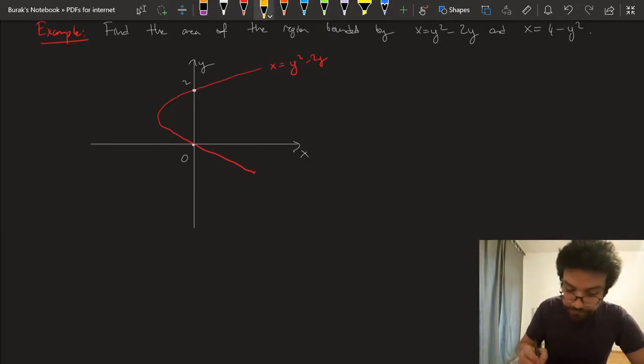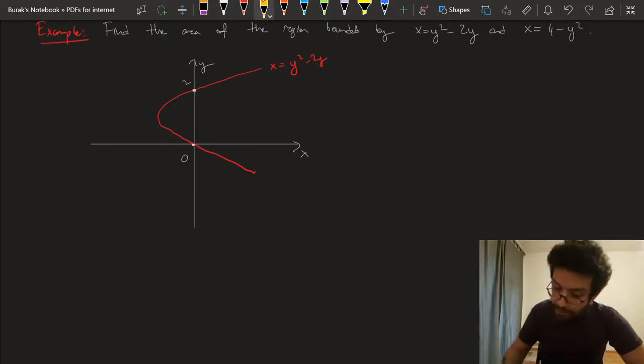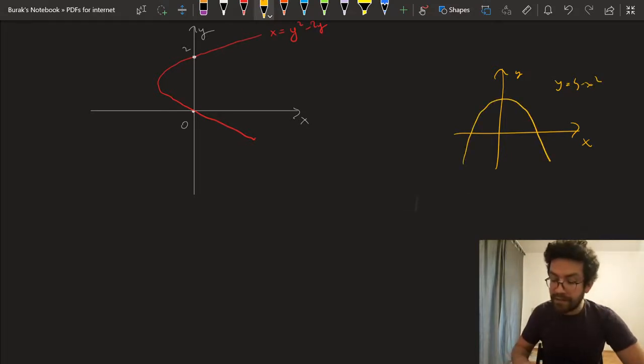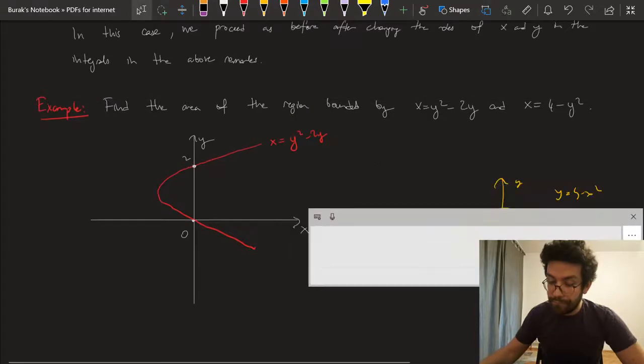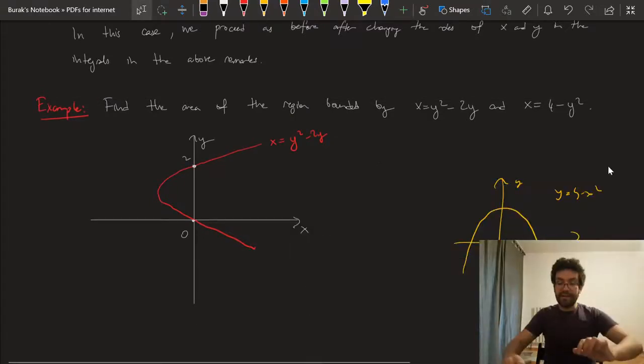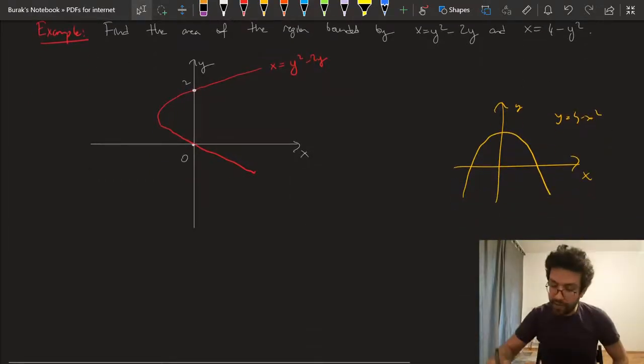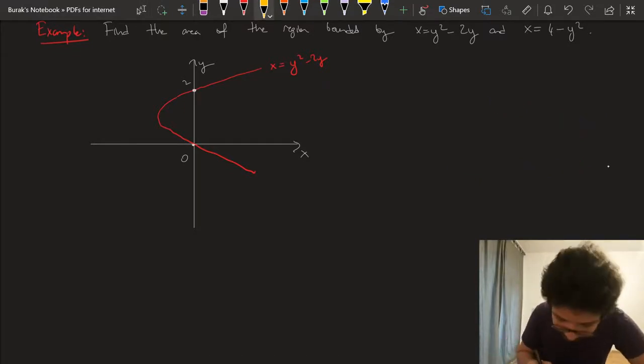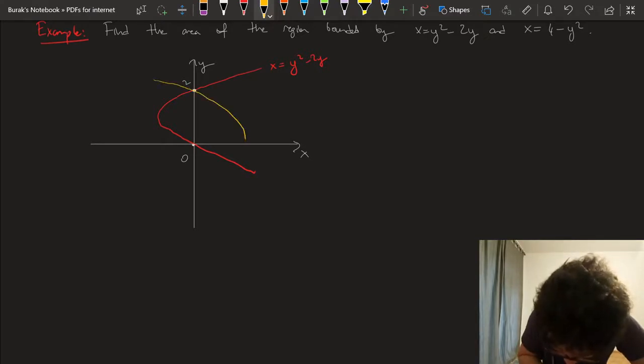And similarly, if you were to plot y equals 4 minus x squared, you would get this picture, but I have x equals 4 minus y squared. So I'm going to take this picture and flip it with respect to the diagonal. So I'm going to get the following picture. x equals 4 minus y squared, okay?